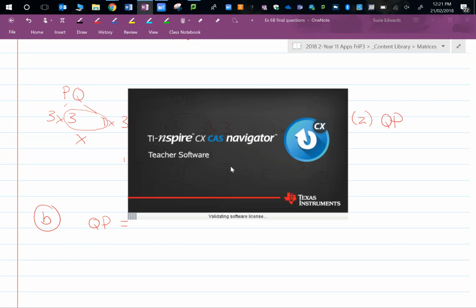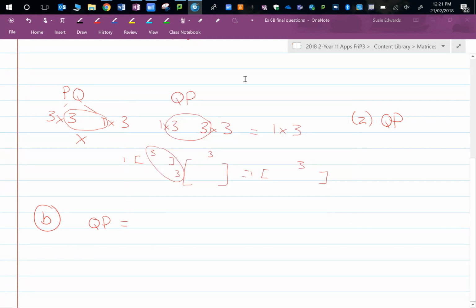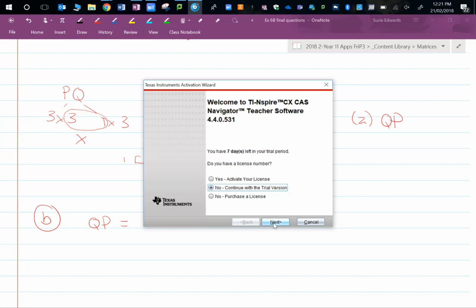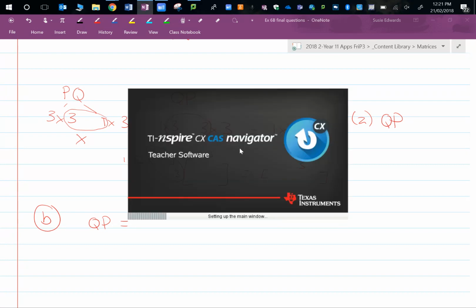All right, so once I've opened a calculator page and it comes up, better get that sorted in the next week. We're not going to have a calculator. I've opened up a new calculator page. What do I do?